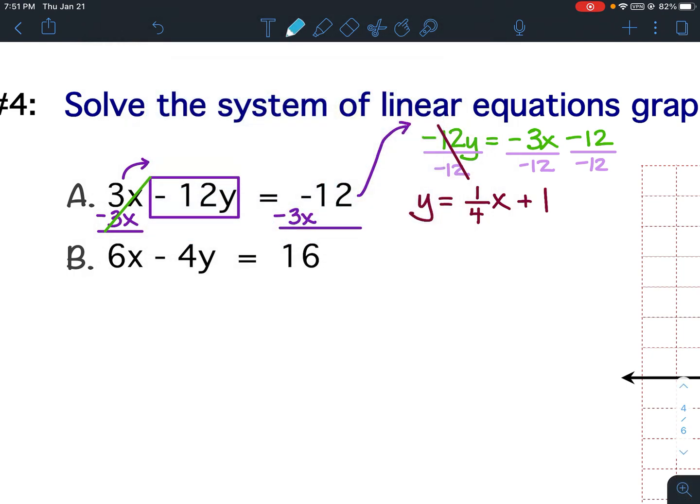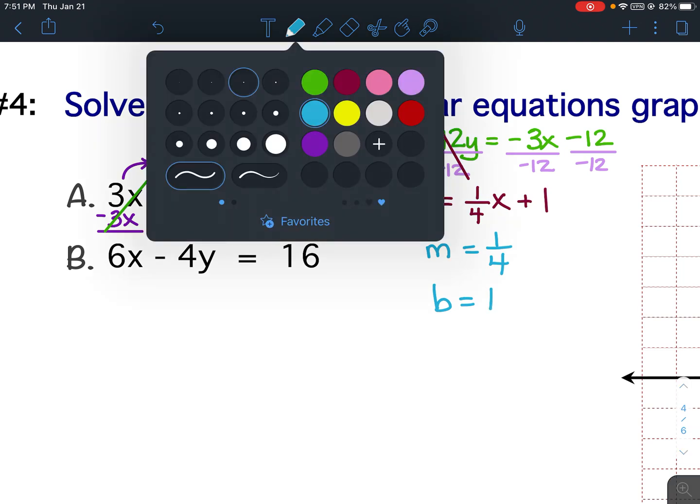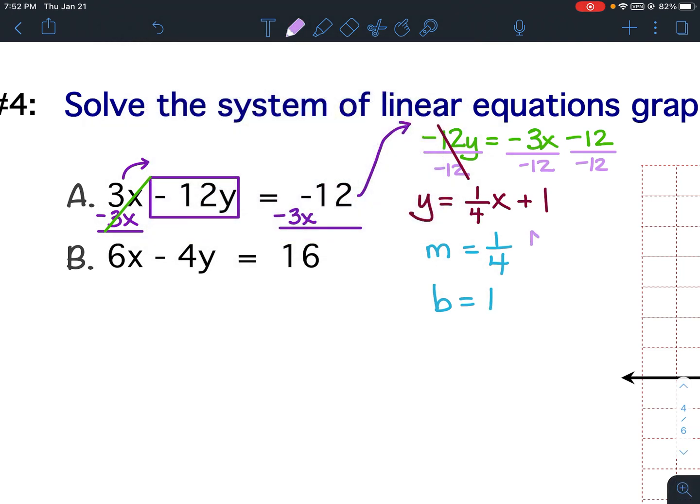The slope of this equation is the number in front of x, so my slope is 1/4. My y-intercept is after x. It's 1. The slope is positive, so it will go up 1 and to the right 4.